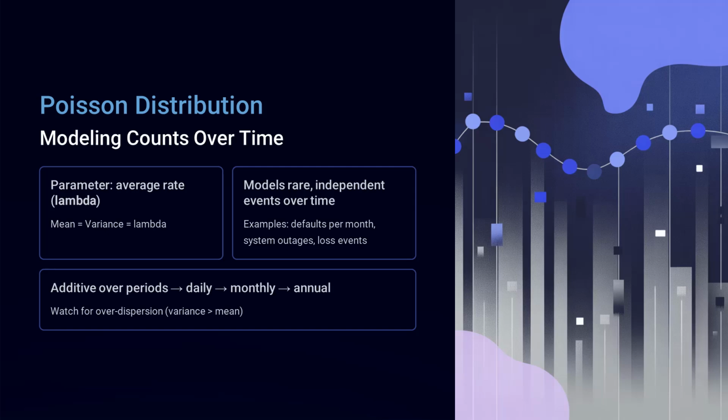However, remember, Poisson assumes independent events and a constant rate. In real-world data, you'll often find over-dispersion, where variance is greater than the mean, a sign that events are clustered or influenced by hidden factors. In that case, you'd need to move toward a negative binomial model or a compound process.